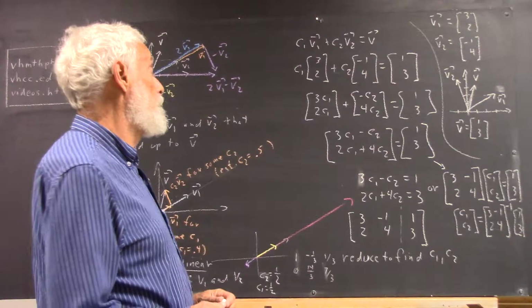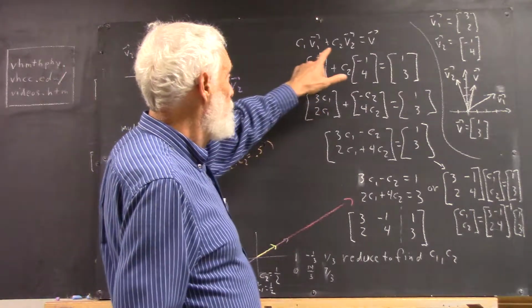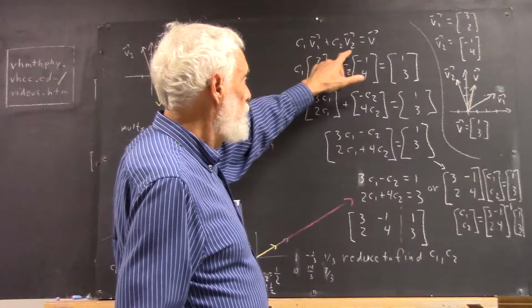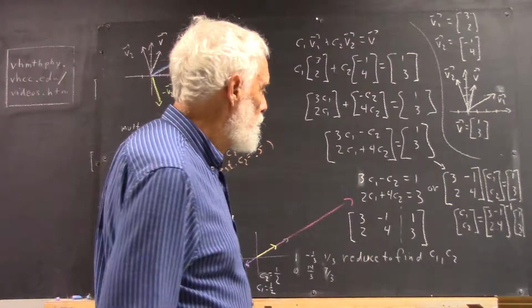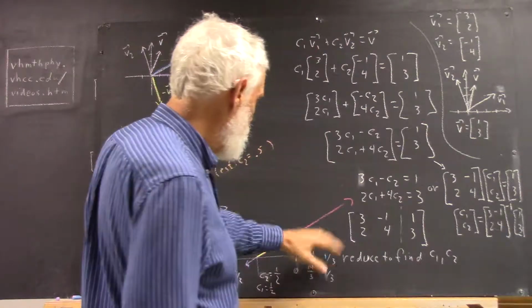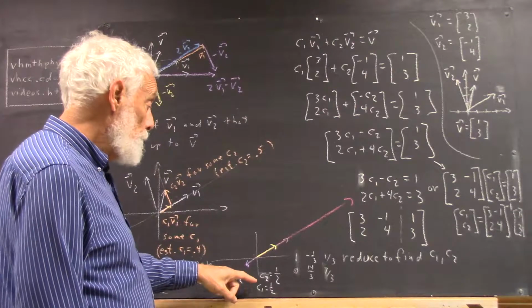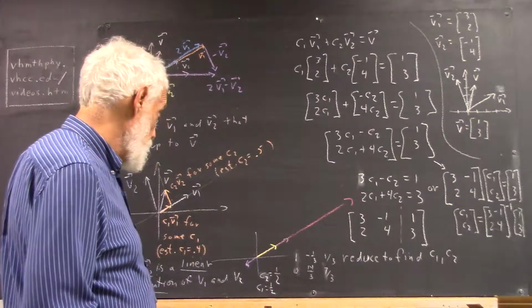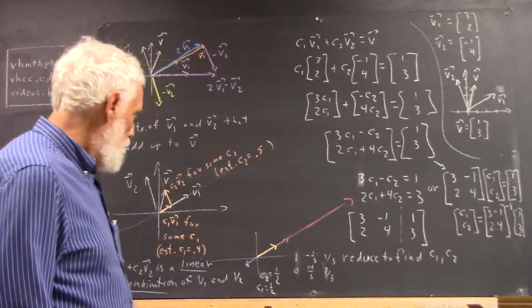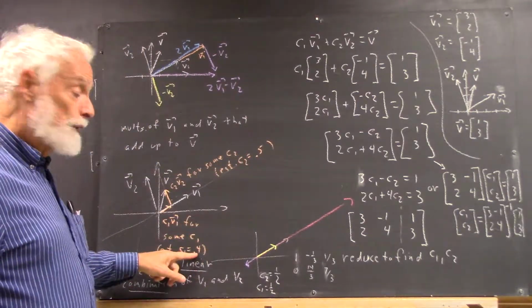Okay, so the question again is, can we add multiples of V1 and V2 to get V? The answer is yes. If we reduce this matrix, and I just scratch it down here, you can verify this on your own, we find that C2 is 1/2 and C1 is 1/2. Okay? That means that this estimate was good, and this estimate was close.